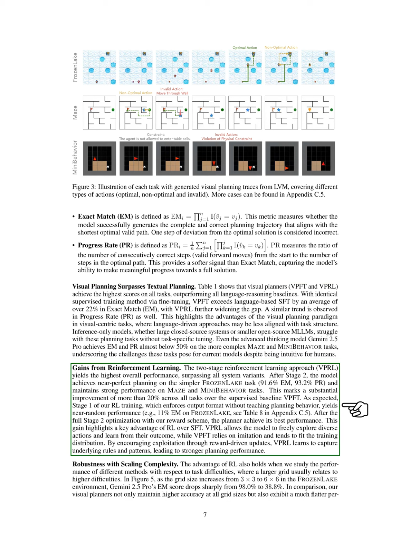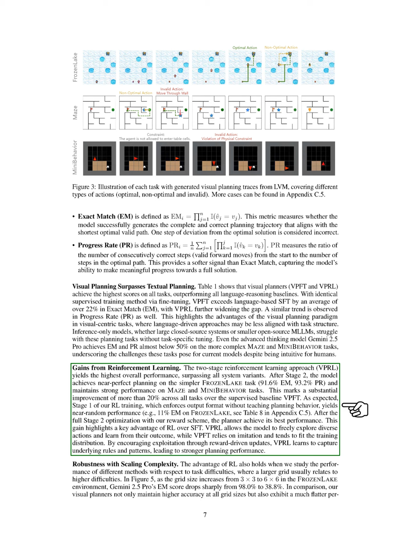The 2-stage reinforcement learning approach, VPRL, achieves the best overall performance, significantly improving upon the supervised baseline VPFT. After stage 2, the model performs nearly perfectly on the simpler FROZENLAKE task and maintains strong results on maze and MINIBEHAVIOR, showing over a 20% improvement across all tasks.